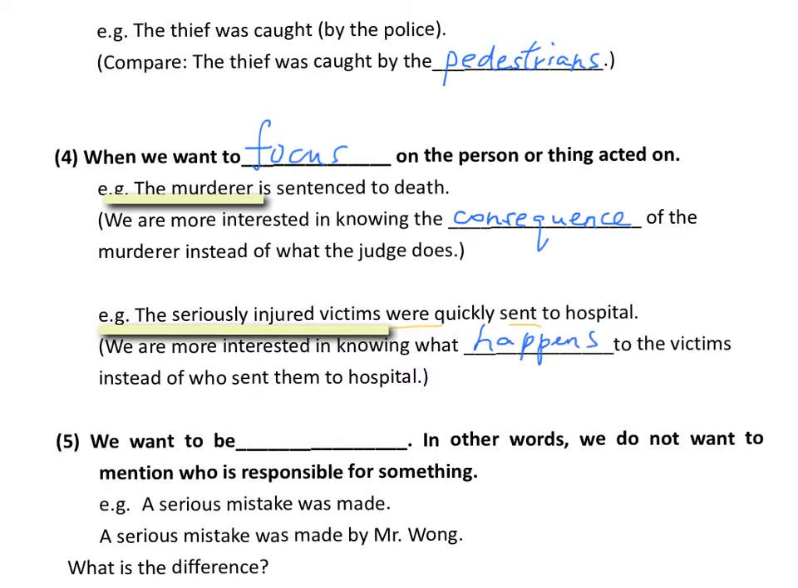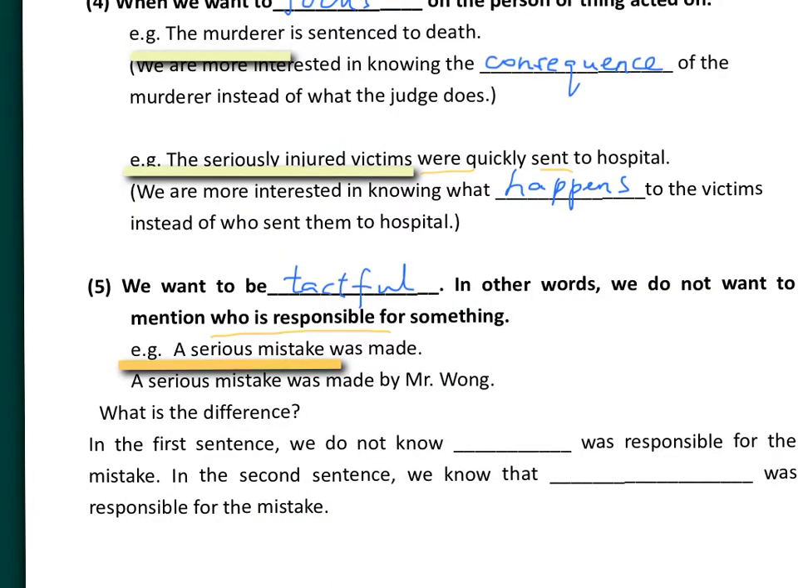instead of who sent them to a hospital。並唔緊張嘅邊個負責送佢哋入醫院嘅。第五個情呢，我哋都會用 passive voice 嘅呢，就係話 we want to be tactful。我哋講嘢呢，就會比較謹慎講嘅呢。We do not want to mention who is responsible。我哋並唔想講呢邊個負責嗰件事嘅。譬如話 A serious mistake was made。A serious mistake 係我哋講，但係唔想講邊一個人做嘅喎。就先話 A serious mistake was made by Mr. Wong。咁究竟有咩分別啊？Now, in the first sentence, we do not know who was responsible for the mistake. But in the second sentence, we know that Mr. Wong was responsible for the mistake.